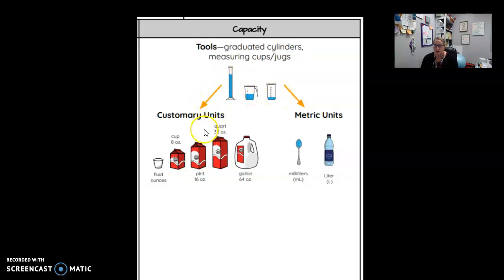Remember, there are customary units, which is what we use in the United States. So we have fluid ounces, which are just to hold just a little bit of water. Then we have cups, we have pints, quarts, and gallons. For the metric units, we have milliliters, which is just a couple of drops of water, like as much water as you could put on a spoon. And we have liters. So like my water bottle right here, this is a liter of water. So we're going to look at different examples in a minute.